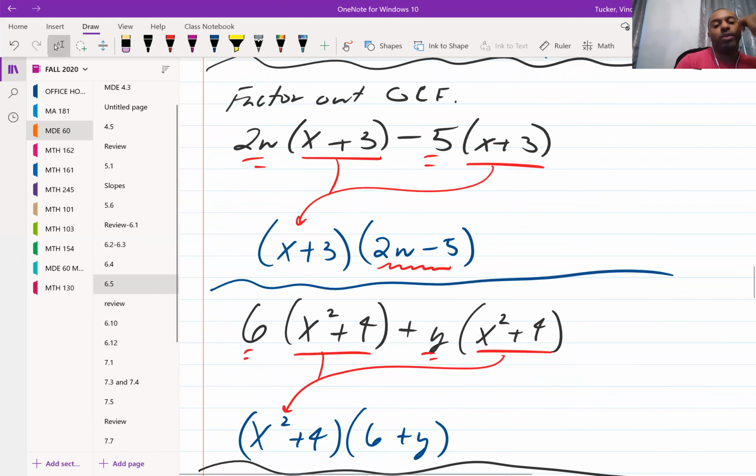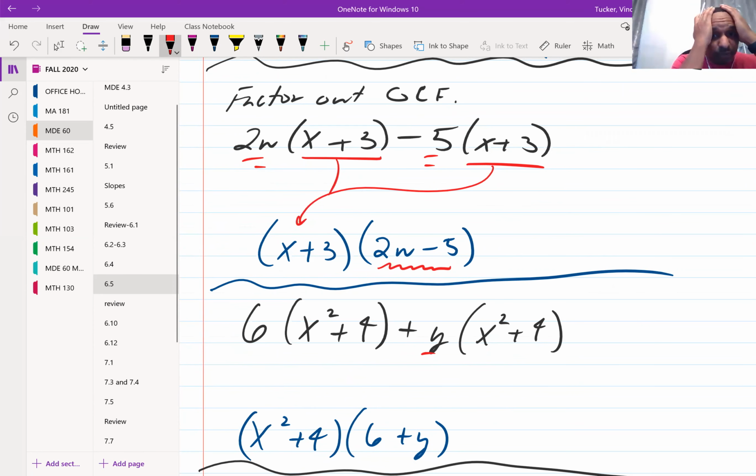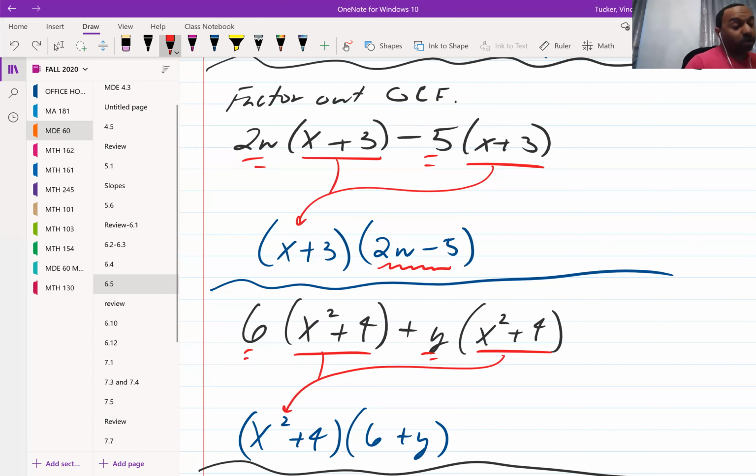And then for the next one, we do the exact same thing. If we have 6 times x squared plus 4 plus y times x squared plus 4, we see that x squared plus 4 is what they have in common. So we bring the x squared plus 4 to the front. And what's left is the 6 plus y. Make sure we are all right.